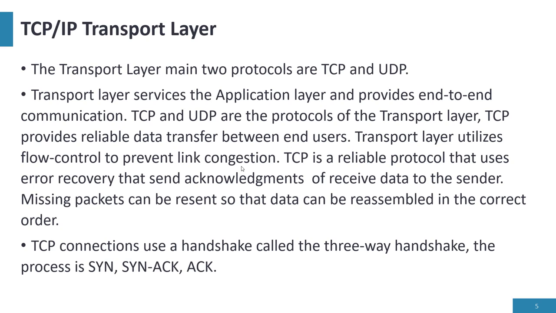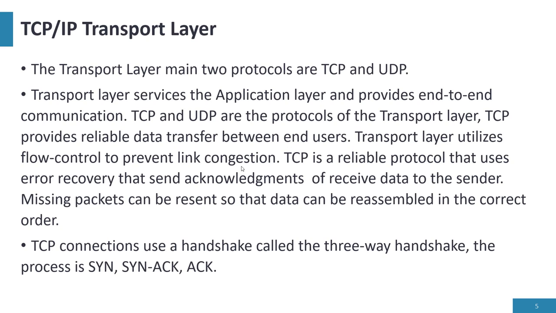TCP transport layer. The transport layer's main 2 protocols are TCP and UDP. The transport layer services the application layer and provides end-to-end communication. So the layer below the application layer, which is the transport layer, provides services to the layer above. TCP and UDP are the protocols of the transport layer. TCP provides reliable data transfer between end users.